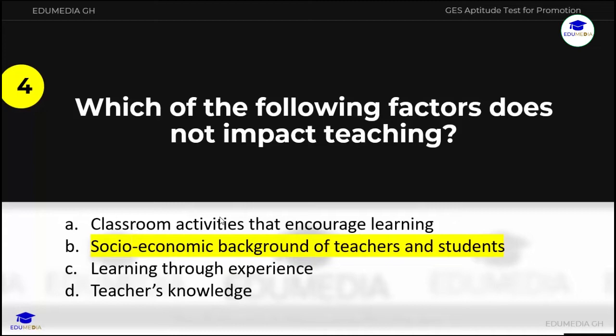The socio-economic background of teachers and students can certainly impact a student's educational experience and opportunities, but it does not directly impact teaching. Effective teaching is influenced by a variety of factors such as the teacher's knowledge and expertise, the use of engaging and effective instructional strategies, and the opportunities for students to learn through experience. Classroom activities such as hands-on projects, group work, and discussions are also important components of effective teaching. Therefore, the option that does not impact teaching is socioeconomic background of teachers and students.